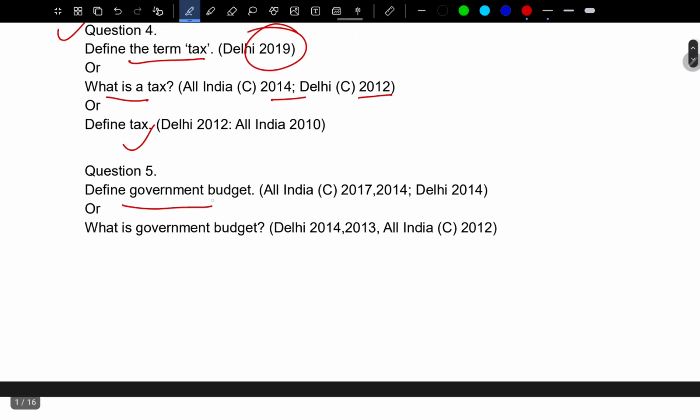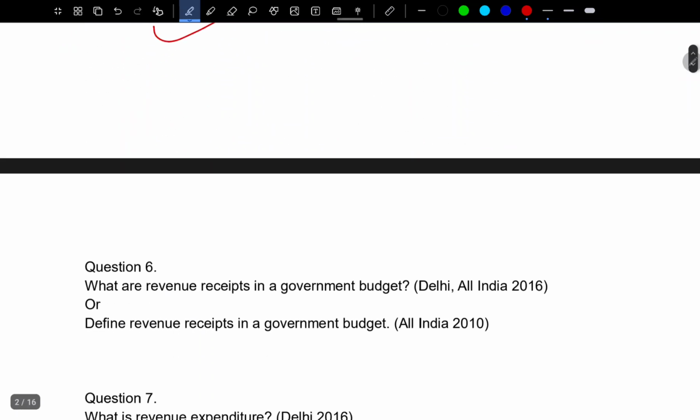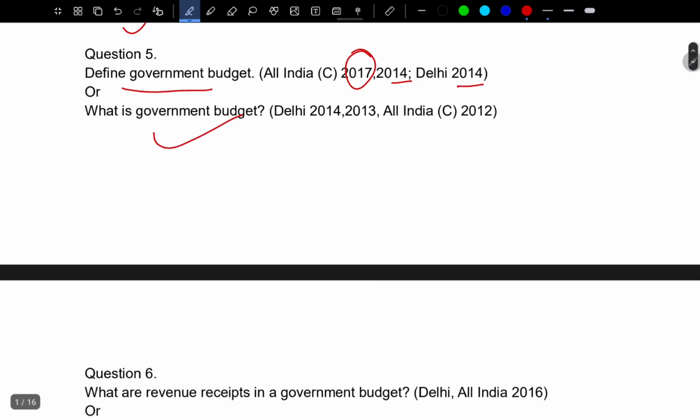Question number 5, define government budget in 2017, 14 and 14 again. What is government budget? You have to briefly explain what is government budget, and depending on the marks allocated to this question, you have to elaborate on further points.